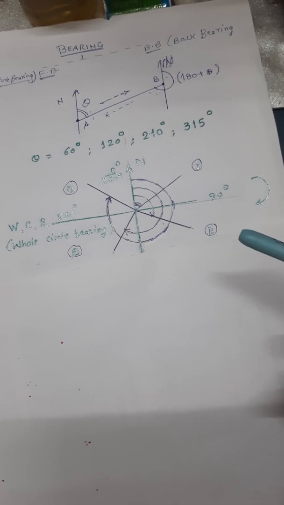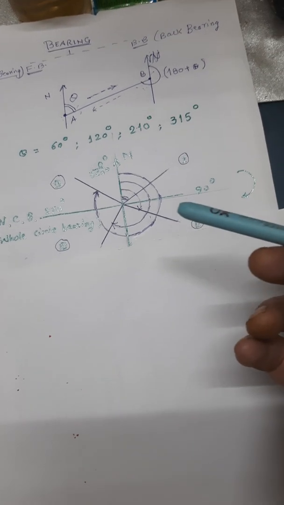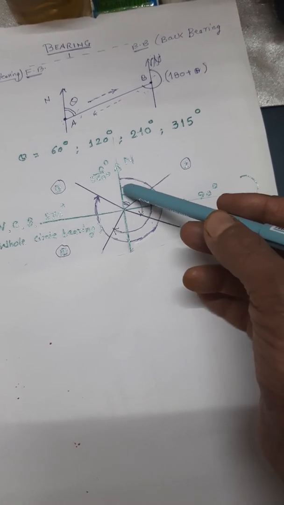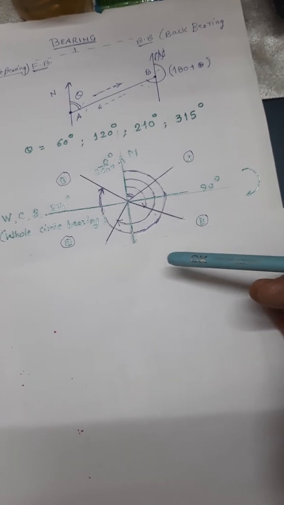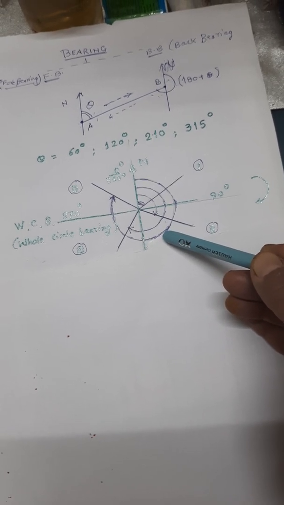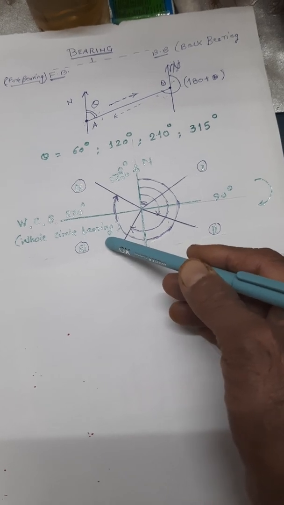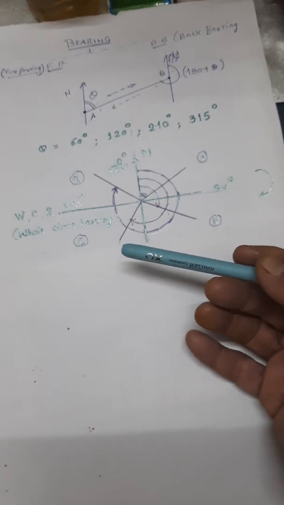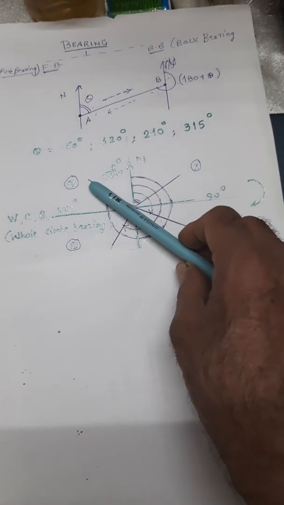When it is in the first quadrant, there must be a bearing. We can call this quadrant 1. If it is exceeding 90 and less than 180, it is in quadrant 2. If it is more than 180 but less than 270, it is in quadrant 3. And when the angle exceeds 270 but less than 360, it comes in quadrant number 4.